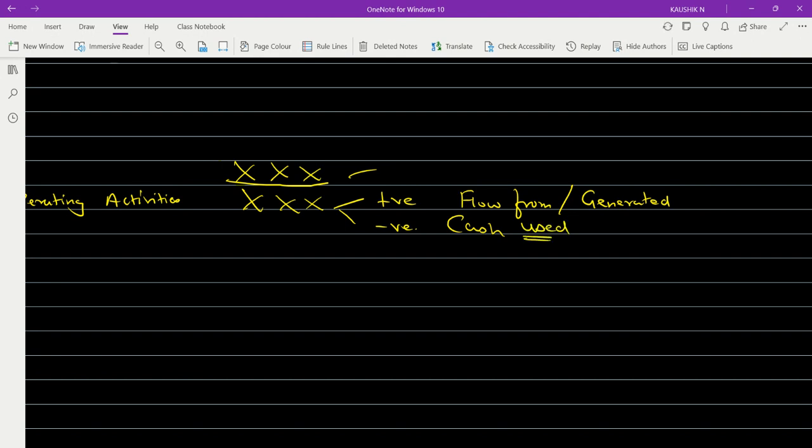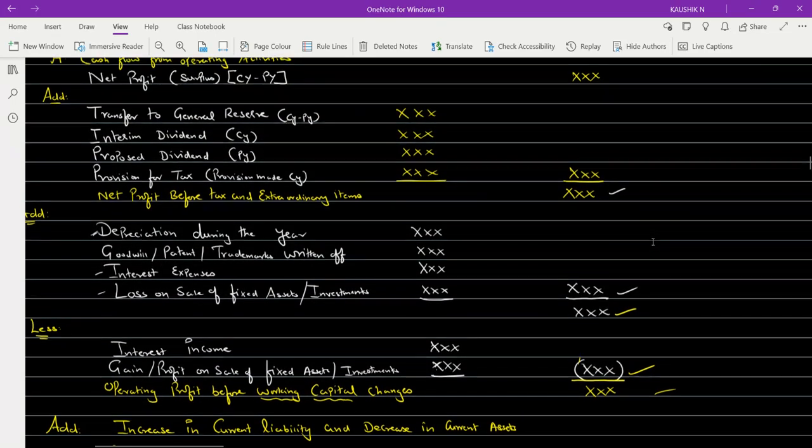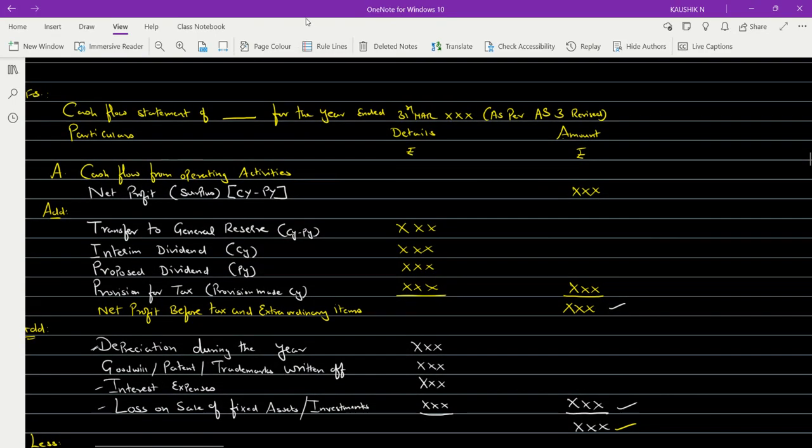Okay, negative, so what will be the value for negative? Cash used. Okay, fine. Now let me give you the time. Have you copied this format? Okay, let me just give you some time.